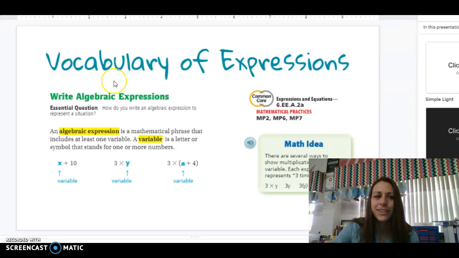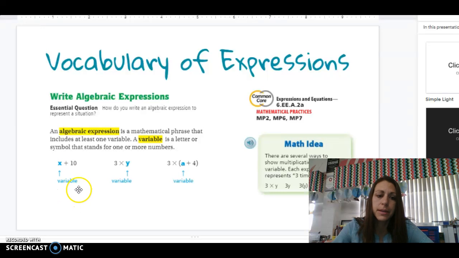Okay, today we're on chapter 7, lesson 3, algebraic expressions. So let's start with the vocab. Our first vocab word is algebraic expression itself, and that is a mathematical phrase that includes at least one variable. Okay, so you might ask, what's a variable? A variable is a letter or symbol that stands for one or more numbers.